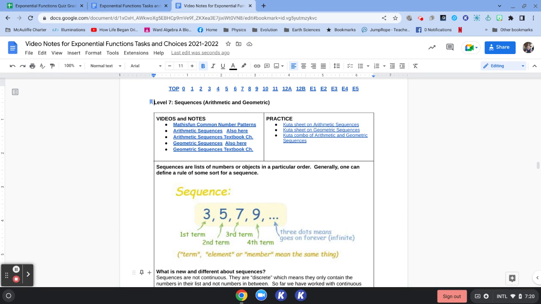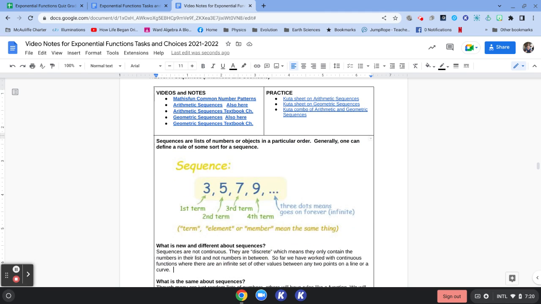It could go on forever, and they may or may not follow some sort of rule. We're going to focus on the ones that do follow a rule, because those are a little easier to work with. And there are going to be two general types of sequences that we'll be talking about in this section: arithmetic sequences, which closely relate to linear thinking, and geometric sequences, which closely relate to exponential thinking.